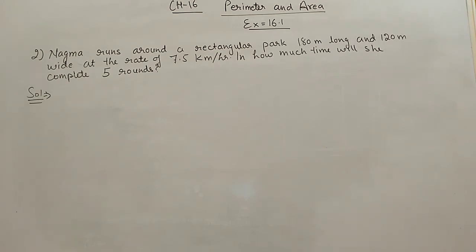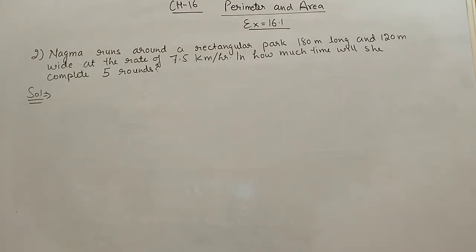Next, question number 2. Nagma runs around a rectangular park 180 meter long and 120 meter wide at the rate of 7.5 km per hour. In how much time will she complete 5 rounds? So first we have to find the distance, how much distance she will cover in 5 rounds.